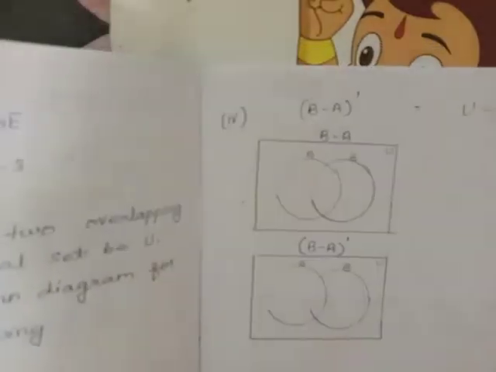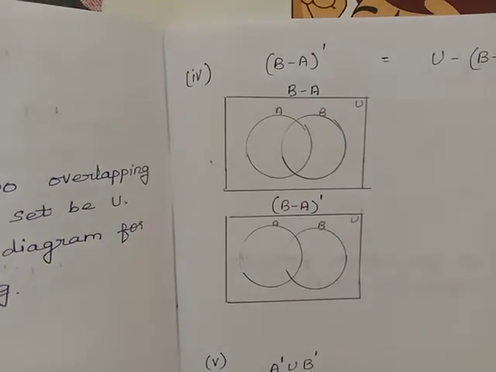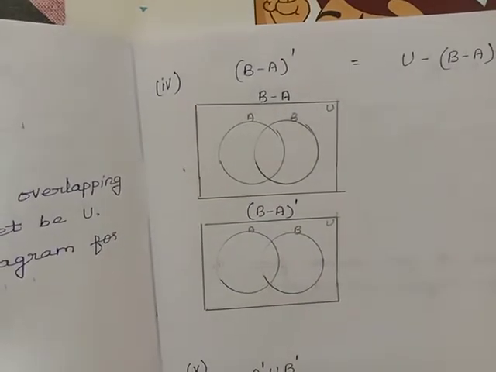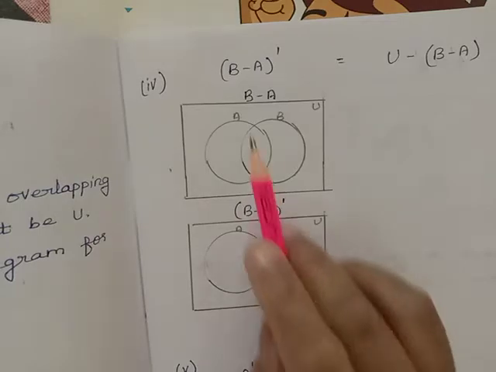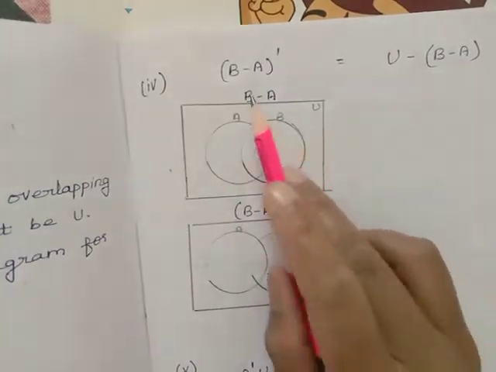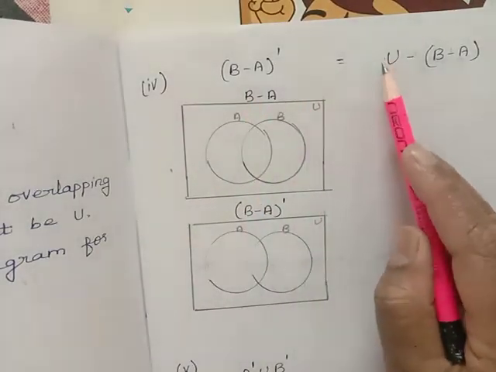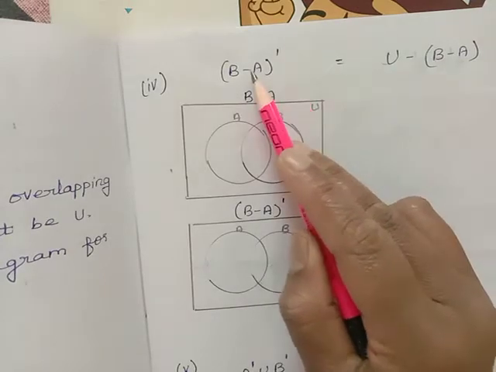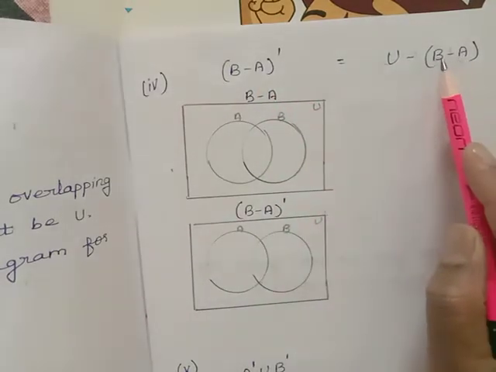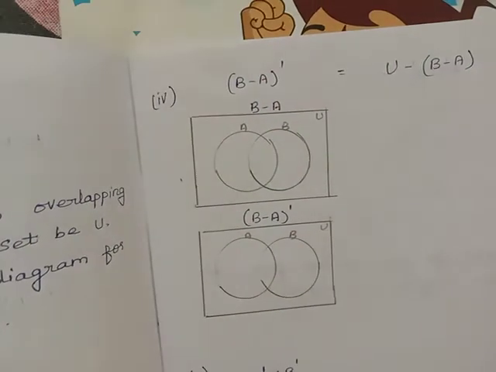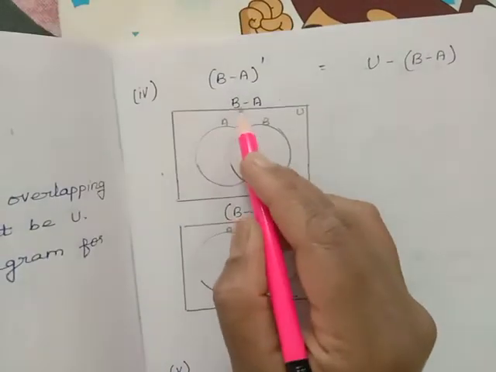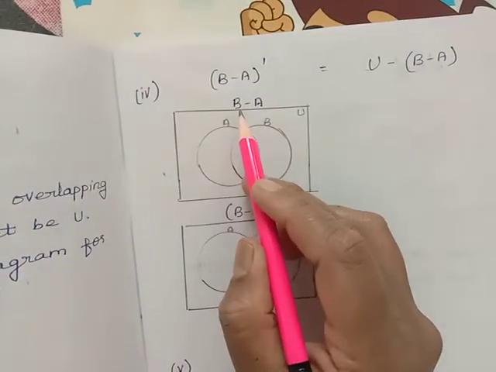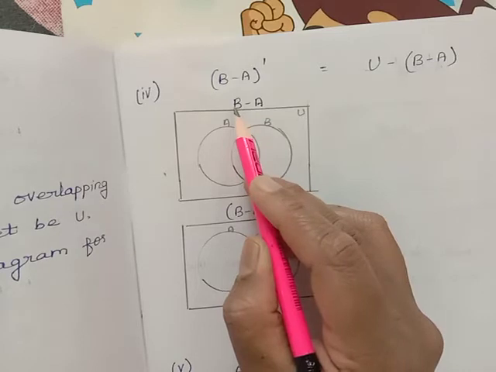Your fourth question now. (B minus A) dash. (B minus A) dash means universal minus what is under this, B minus A. So first we'll find what is B minus A. This is B minus A. What is meant by B minus A?